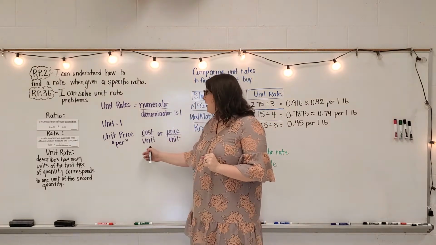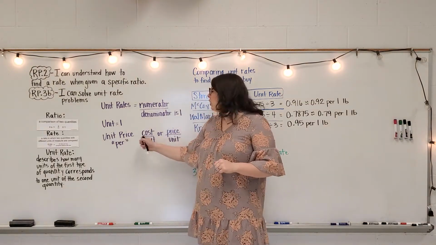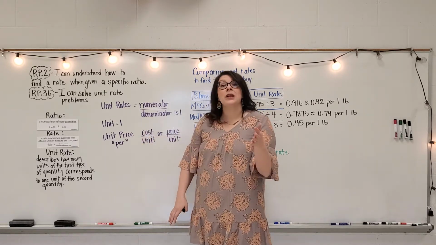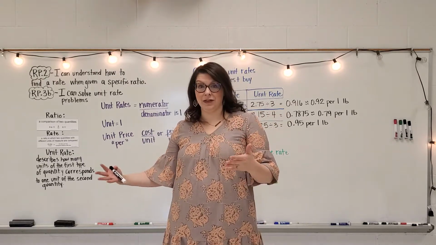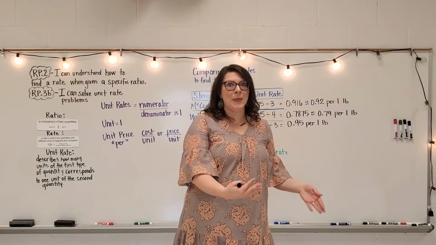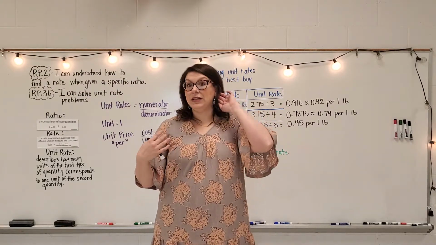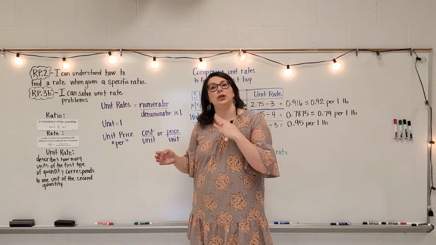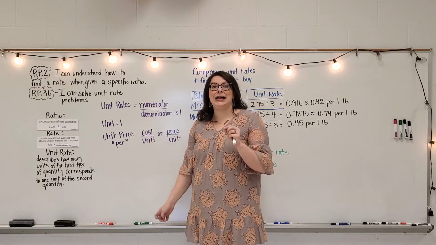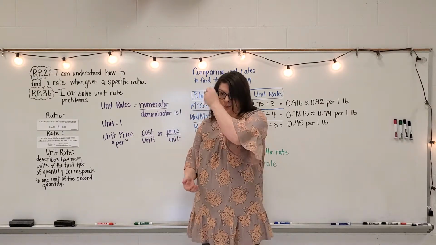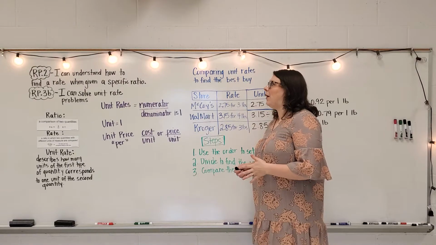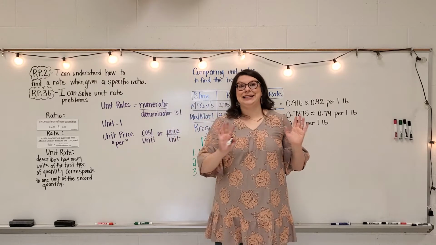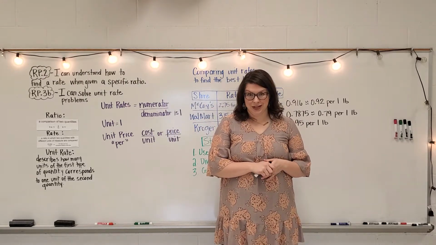So we see a lot of things using the word per, like cost per unit, or price per unit. And a unit of measurement can be lots of different things, like a pound or a mile or a second, because we have different units of measure. So when I say unit, that can be lots of things. But we use the word per as we are talking about these rates, okay? So let's talk about how we use unit rates to find the best buy in real life situations, okay?